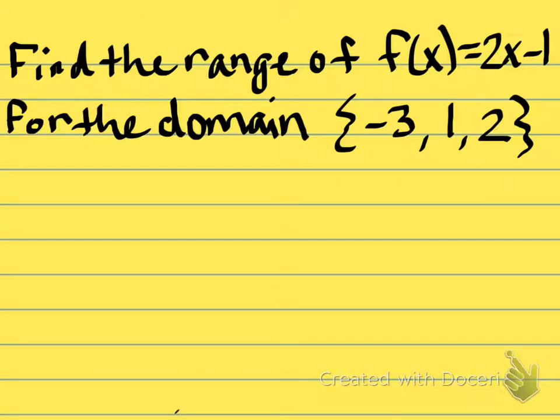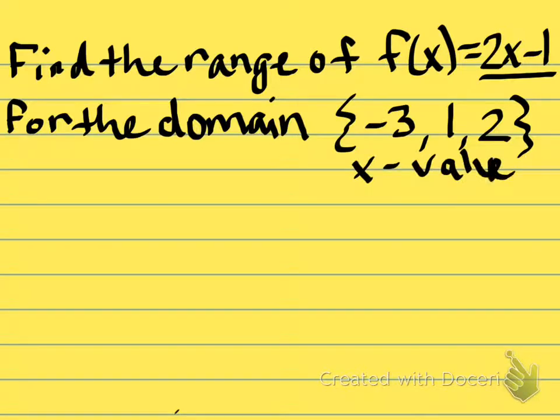Alright, now moving on, we have the range. We want to find the range of the function f of x equals 2x minus 1. So we need to underline that, make sure we know we're using 2x minus 1. And then they give us the domain, -3, 1, and 2. If you remember, the domain is your x values.